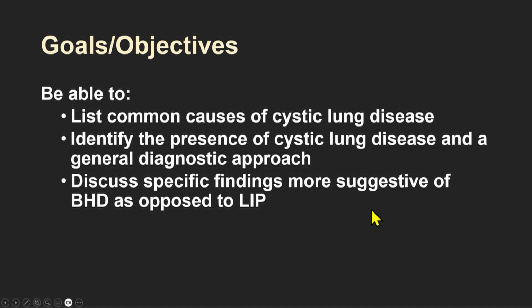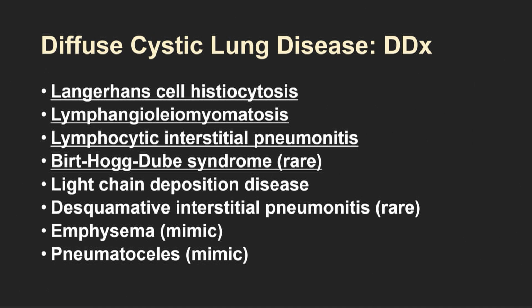So if after this talk, you're better able to list the common causes of cystic lung disease, you can identify the presence of cystic lung disease and have a general diagnostic approach, and you can discuss specific findings more suggestive of Birt-Hogg-Dubé syndrome cystic lung disease as opposed to lymphocytic interstitial pneumonitis, I feel like I would have been successful.